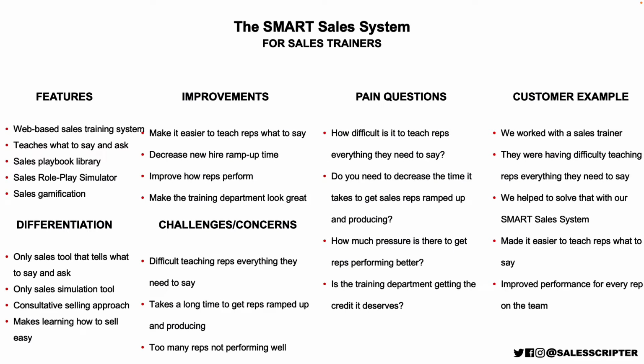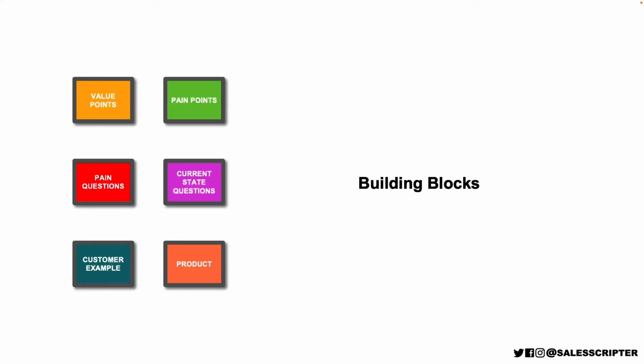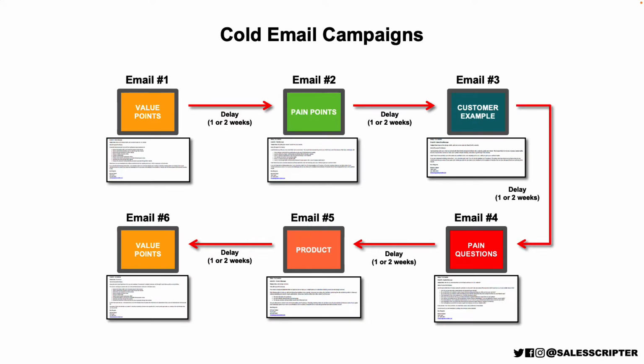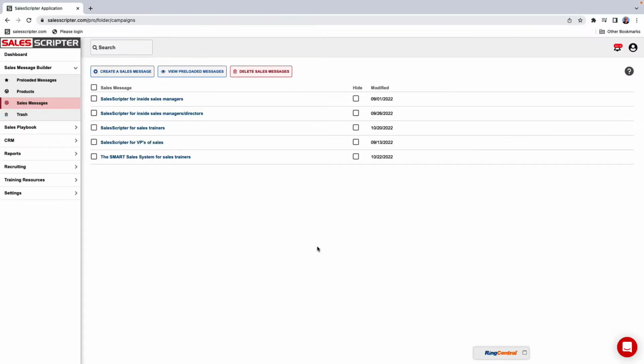Now, in the last video, we went through a step-by-step process to create a sales message, and each of these steps allows us to create what we would refer to as building blocks. And now in this video, we can use each of those building blocks to create individual cold email messages, and we can string those together to create a cold email campaign.